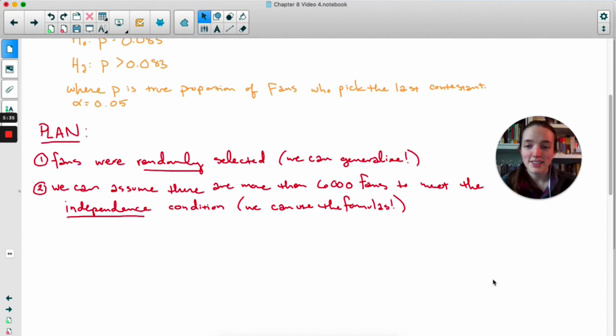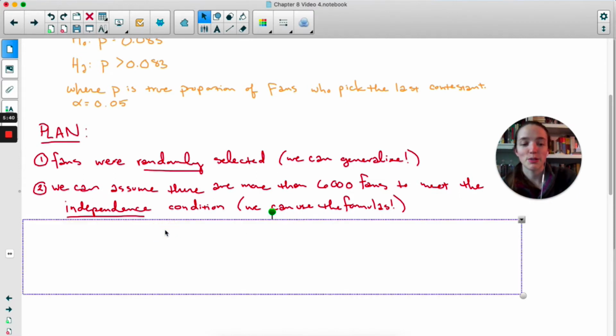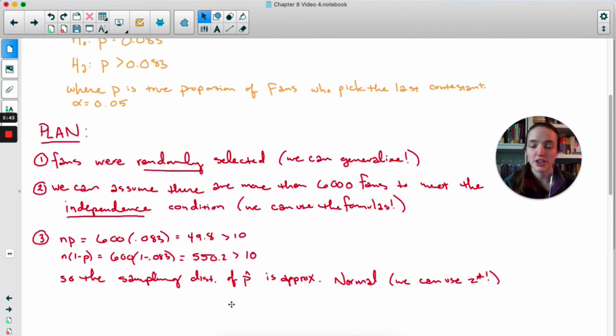If we meet the independence condition, that's good because it means we can use our formulas. And last but not least, everyone's favorite condition, the normal condition. Now remember, with proportions, we're checking np and n(1 minus p). Because this whole significance test is based on assuming that the null is true, I'm using p here. So I'm using 0.083, the proportion from the null. So 600 times p and 600 times 1 minus p, both of those are easily greater than 10. So the sampling distribution of p hat is approximately normal. And that's good because it means we can use z star.